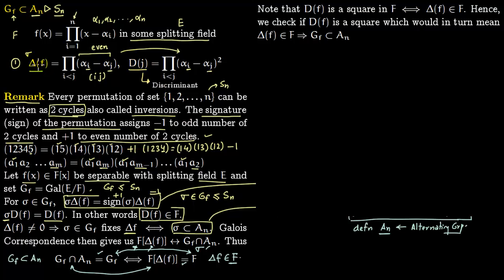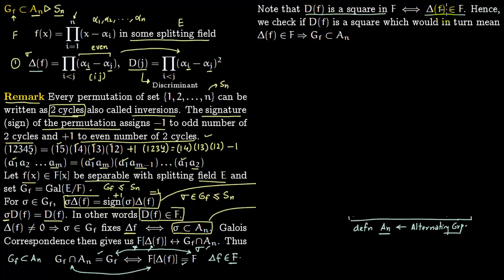So notice that this delta f is nothing but the square root of our discriminant. So this is the discriminant, and this delta f is a square root of this discriminant. So d f is a square in our field F if and only if delta f is in F. Kind of obvious, because we are talking about the same thing, it's a square. So what we are saying, say 2 lies in the rationals, but 2 is not a square because the square root of 2 does not lie in the rationals.